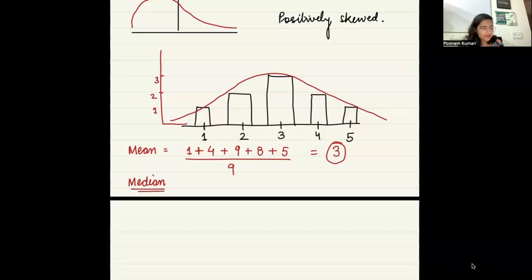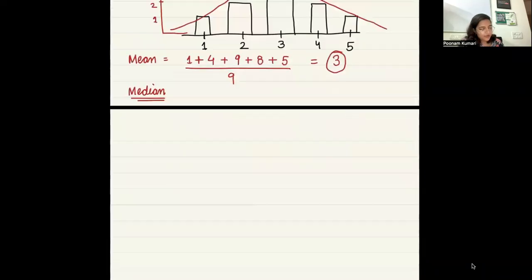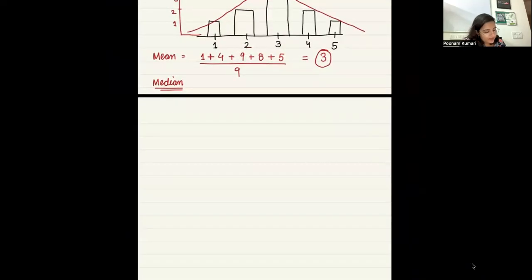The median value is the central number. So what is your data? 1 is coming 1 time, 2 is coming 2 times, 3 is coming 3 times, 4 is coming 2 times, 5 is coming 1 time. How many observations do you have? 9. So which observation is the median? The fifth observation is the median, right?